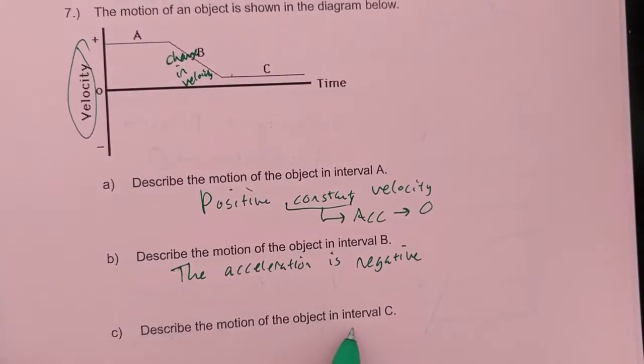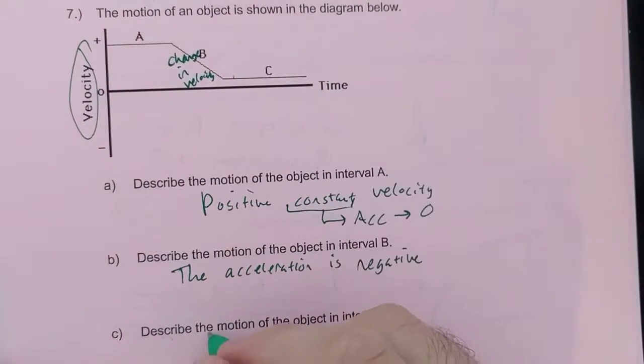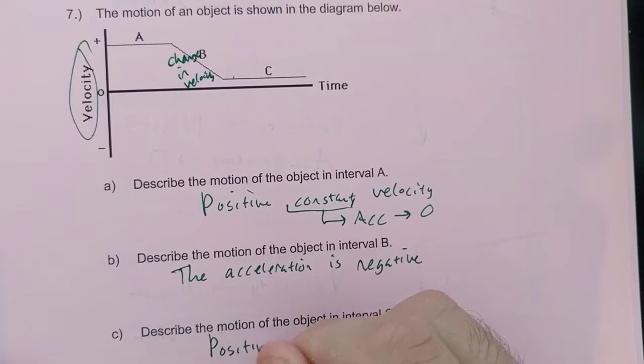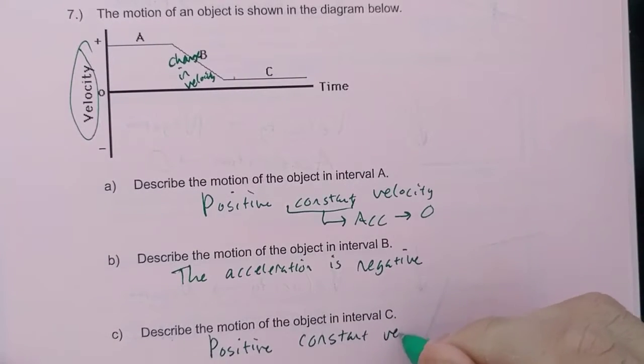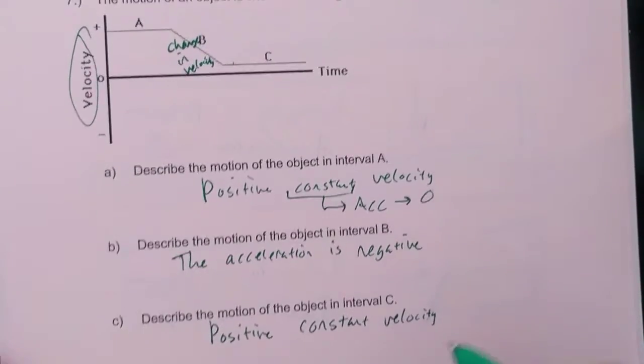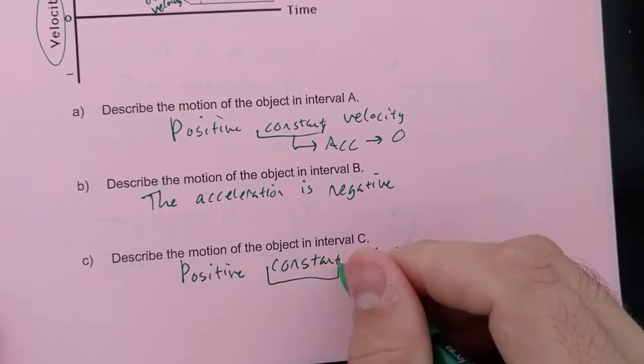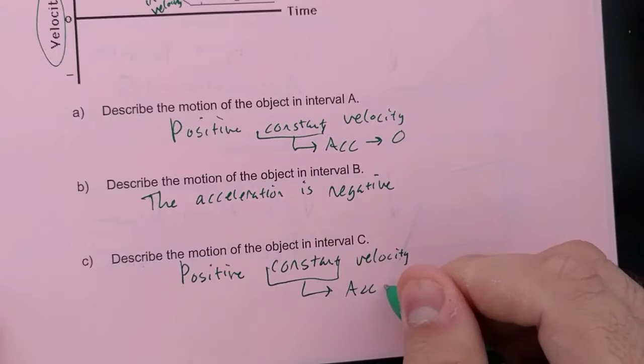Part C, that interval, again, positive constant velocity. And that constant word, you're telling people acceleration is 0.